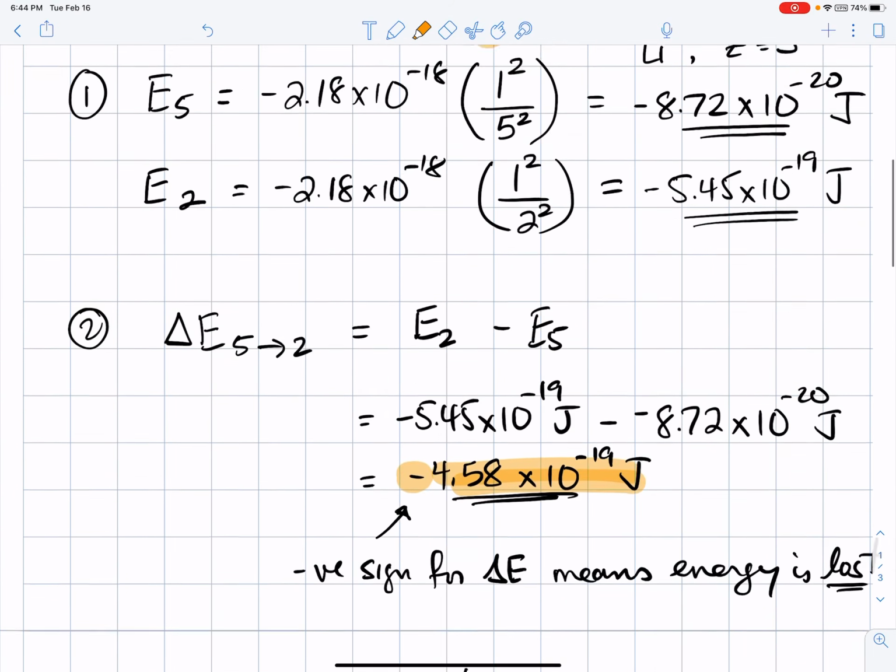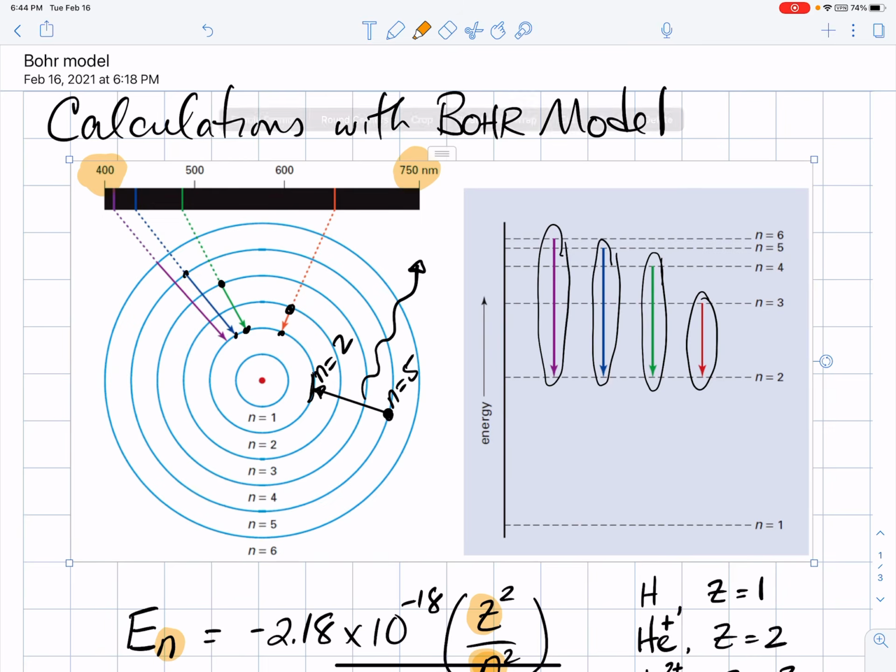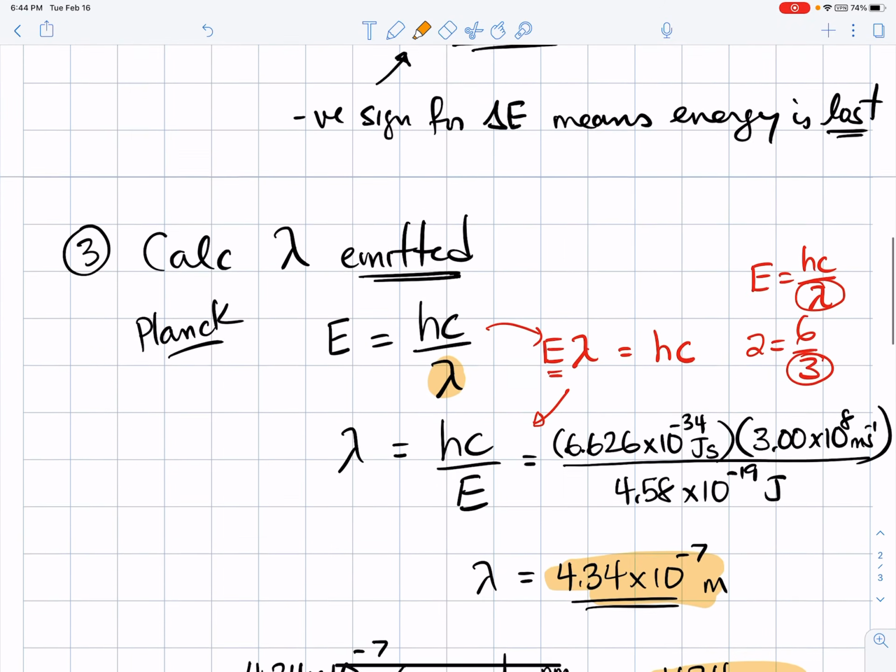Let's go back up to the picture here. We were calculating the blue line. The blue line was where we fell from level 5 to level 2. According to the line spectrum up at the top, the blue line is between 400 and 500 nanometers, and it's a little bit closer to 400, so we got 434.